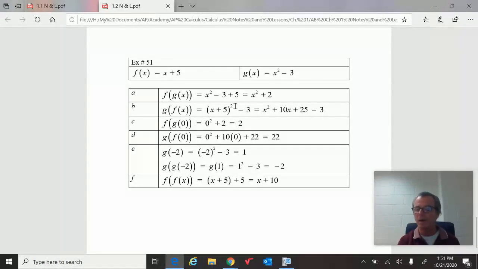B says g following f. So f becomes the input. When you do the input, you square it and then take 3 away. So with a lattice, I would get x squared plus 10x plus 25. Take away 3, x squared plus 10x plus 22.